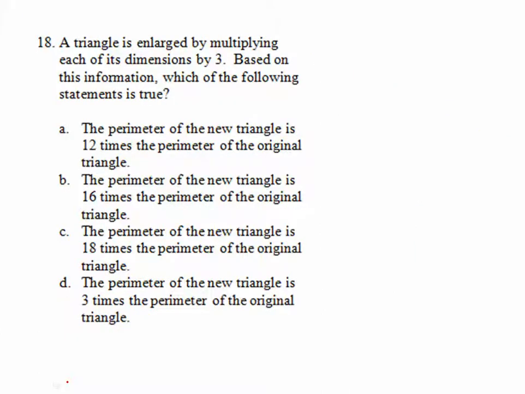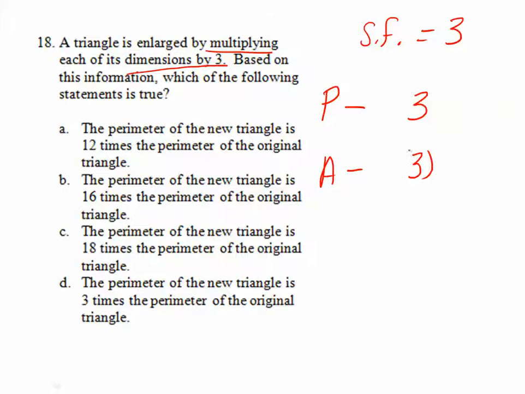A triangle is enlarged by multiplying each of its dimensions by 3. That should tell you right there, multiplying the dimensions by 3, that we have a scale factor equal to 3. Based on this information, which of the following statements is true? So one of 3 things is going to happen. We should know this by now. If we're looking at our new perimeter, our scale factor is still going to be 3. If we're looking at area, our scale factor is going to be 3 squared, which is 9. And if we're changing volume, it's going to be 3 cubed, which is 27.